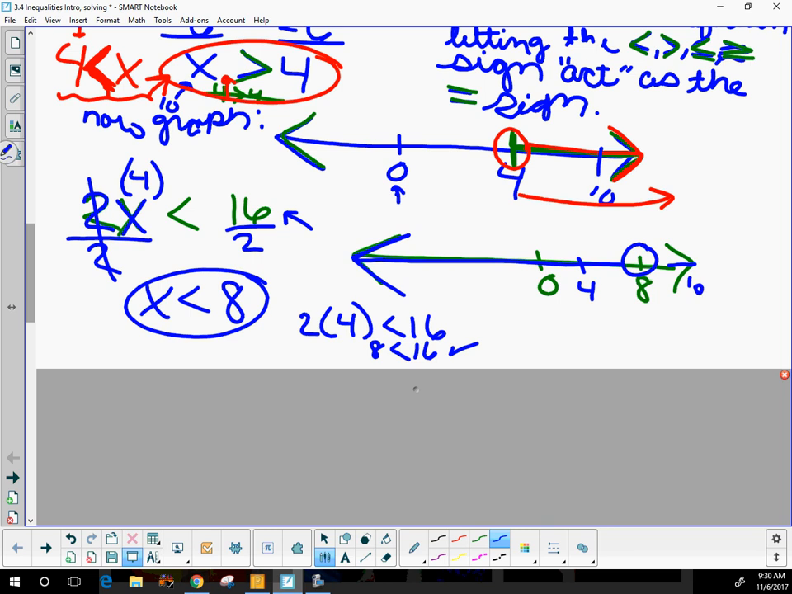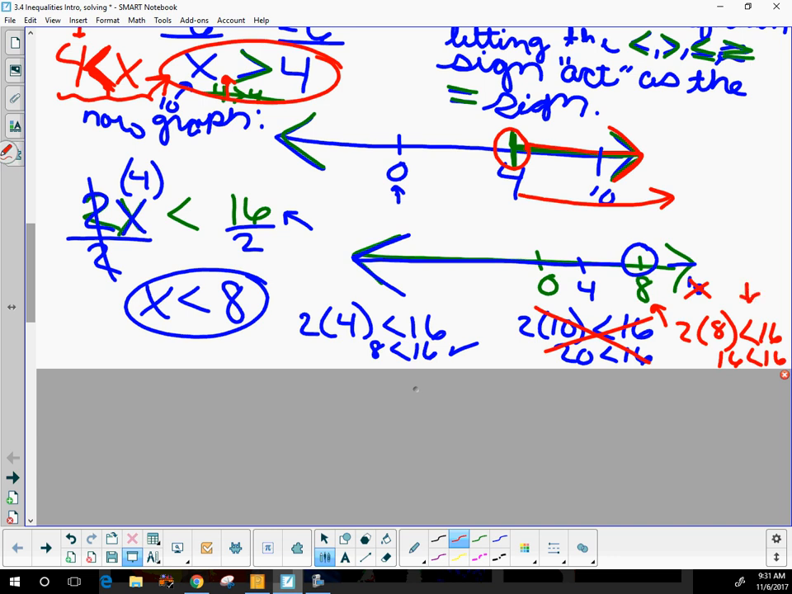If I wanted to choose something bigger, again, I always choose an easy number. Let's go with 10. 10 is pretty easy. I would have 2 times 10 is less than 16. This is 20. Is that less than 16? No, it is not. So I did not want to go this way at all. I graphed it correctly. I have the open circle because, again, if I put 8 in there, these are equal. So this is not a true statement.